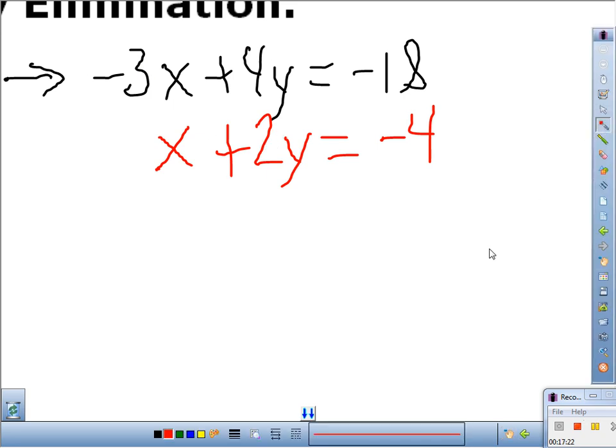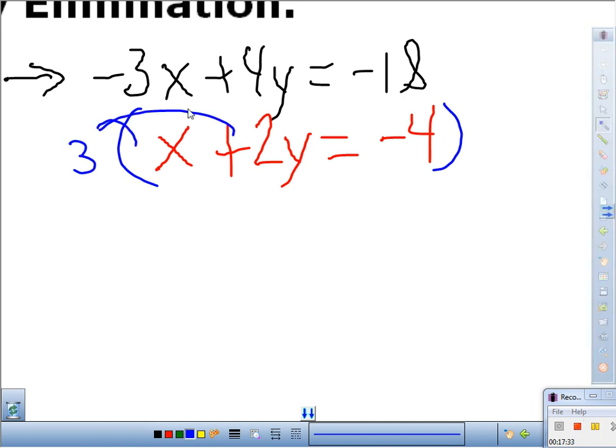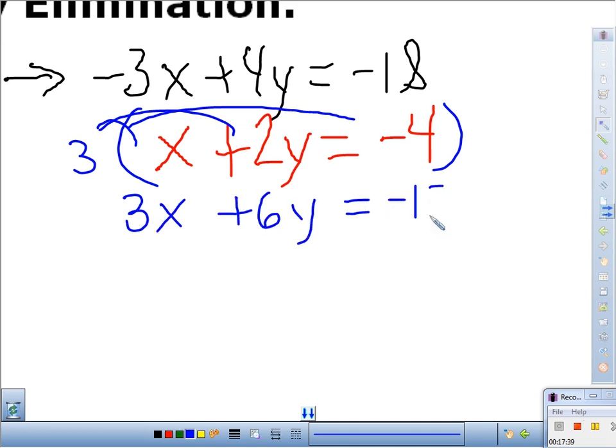Hands up if you want to eliminate x. Hands up if you want to eliminate y. Okay, let's do x. All right, here we go. So we multiply this equation times 3. Distribute, distribute, distribute. We end up with 3x plus 6y equals negative 12. Once you do the transformation, we transform it to this.